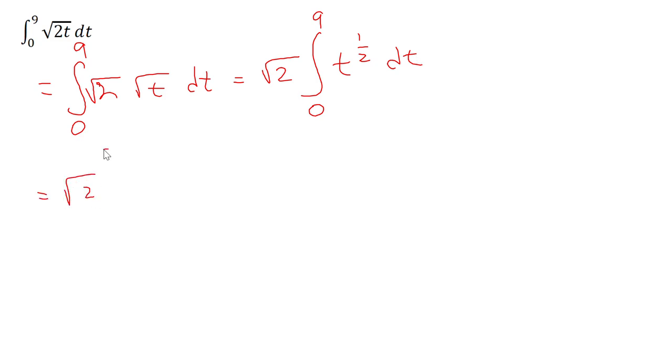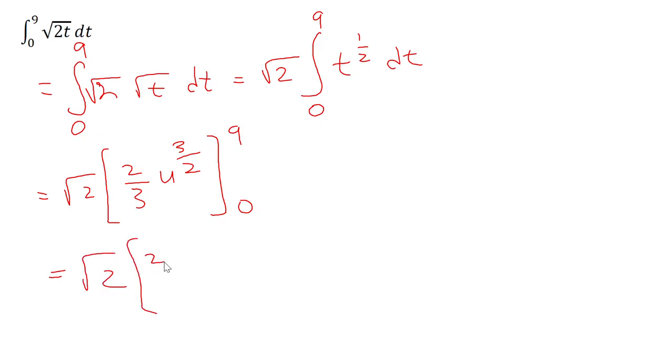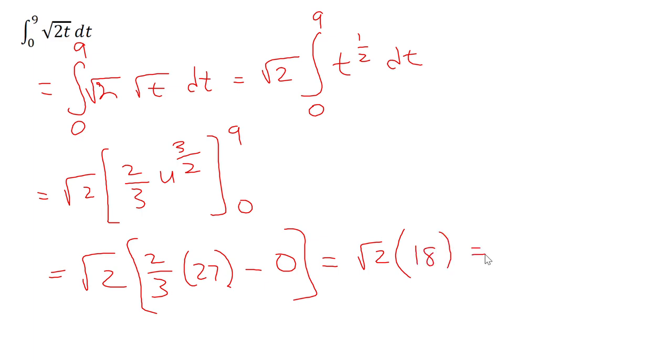So I have root 2 times the integral of t to the 1/2, which is 2/3 t to the 3/2, from 0 to 9, or just root 2 times, well, we'll plug in 9 to that. The 9 to the 3/2 will square root the 9 first to get 3, then we'll cube it to get 27. And then if I do 0 to the 3/2, that's 0, and times 2/3 is still 0. So we end up with root 2 times 18. Well, that's just 18 root 2.